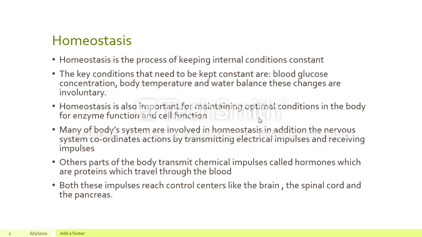Homeostasis. Homeostasis is a process of keeping internal conditions constant. This is to allow key processes and conditions such as blood glucose, body temperature, and water balance, which are involuntary, to keep going because they are essential things. Homeostasis is also important for maintaining optimal conditions in the body for enzyme function and cell function. Many of the body systems are involved in homeostasis. And homeostasis mainly is the maintaining of these three conditions we talked about.